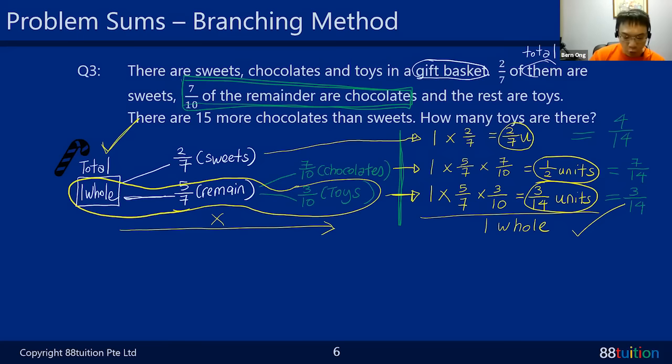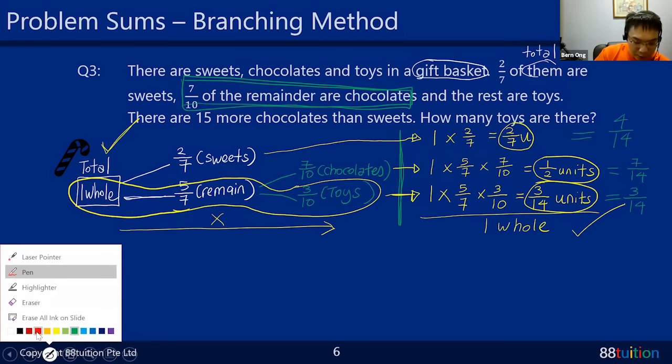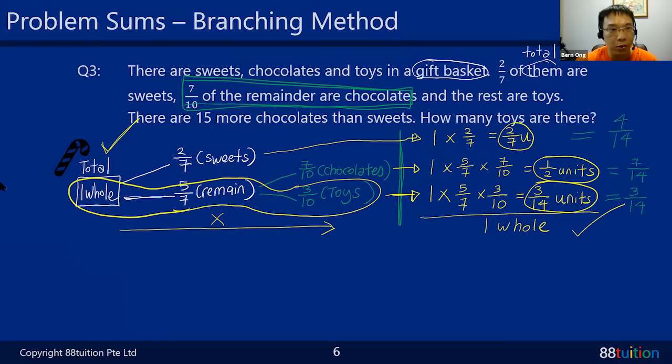Now you look for the clue. Where is the clue? The clue is here. There are 15 more chocolates than sweets. Is it true? There are 7 units of chocolates, 4 units of sweets, and 3 units of toys. The clue says 15 more chocolates than sweets.